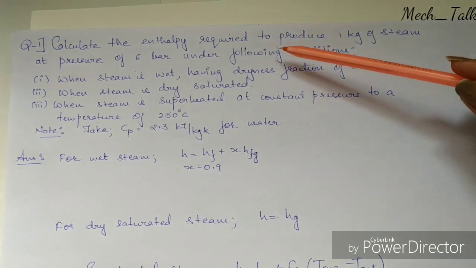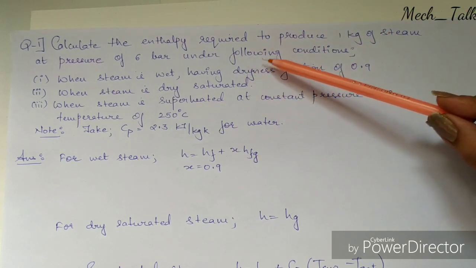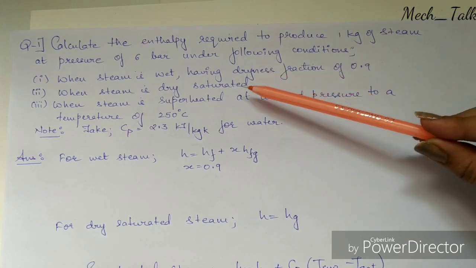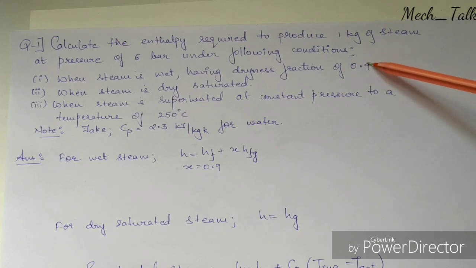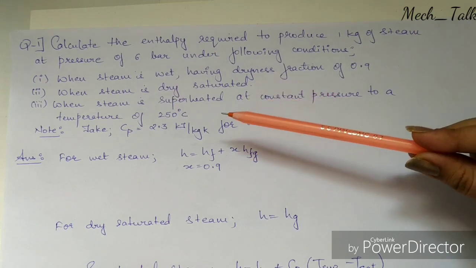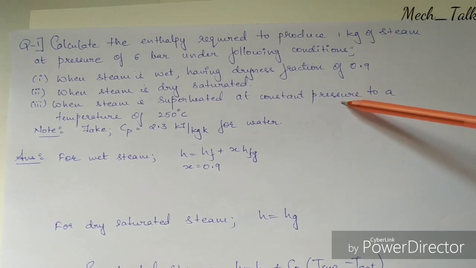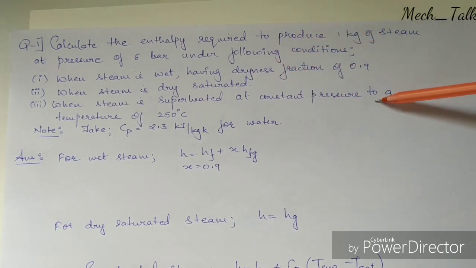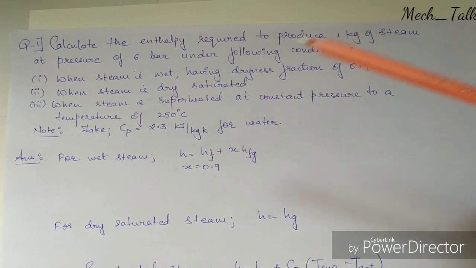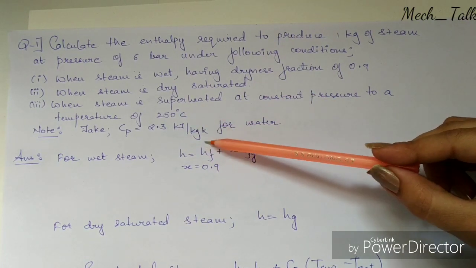Calculate the enthalpy required to produce 1 kg of steam at a pressure of 6 bar under the following conditions. First, when steam is wet having a dryness fraction of 0.9. Second, when steam is dry saturated. Third, when steam is superheated at constant pressure, that is the pressure is given as 6 bar, up to a temperature of 250 degrees centigrade. Also, the value of Cp for water is given as 2.3 kilojoule per kg Kelvin.